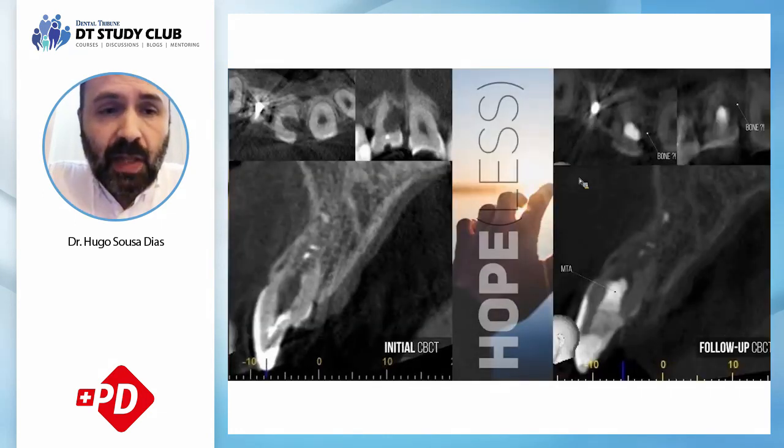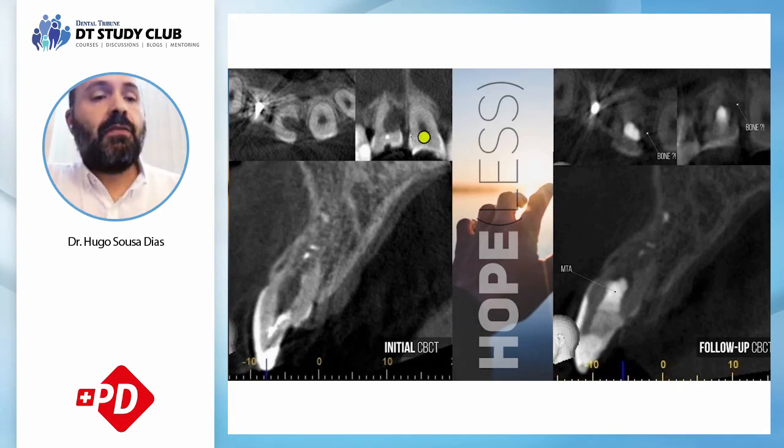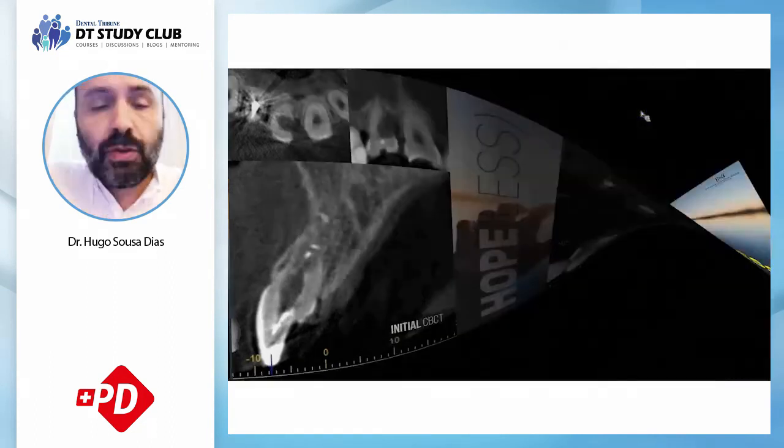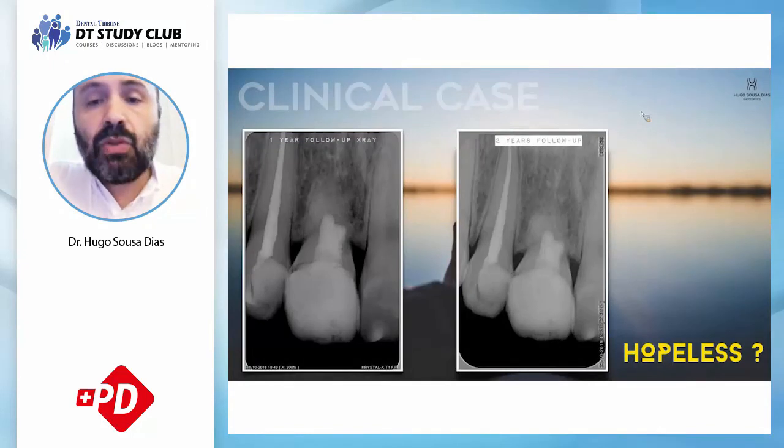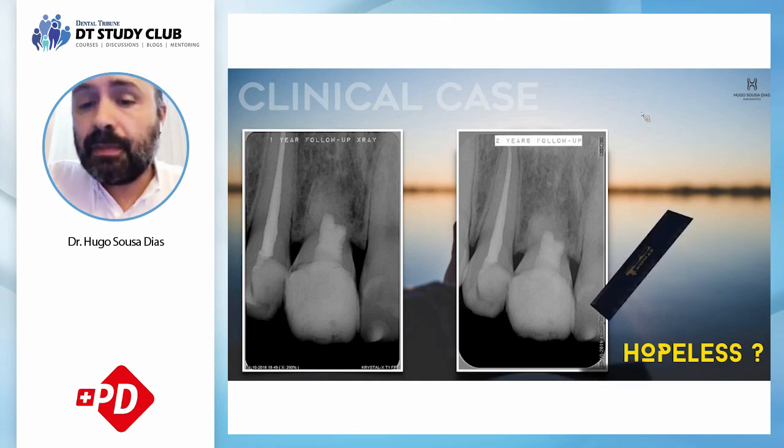In the CBCT scan after this period of time, it's possible to see that in the first CBCT scan, I have a lesion in the bone. In this one, I have growth of bone in this part of the tooth. And now 2 years of follow-up. It's a very, very good outcome. A hopeless situation can become hope in this kind of situation using the adequate material and the adequate armamentarium.